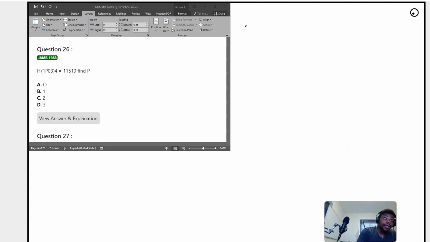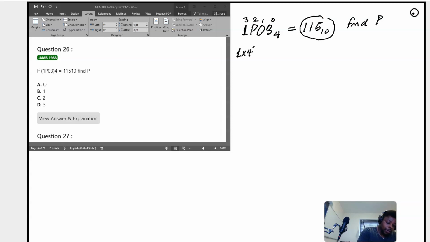Now let's take the next question. So this says, if 1p03 in base 4 is equal to 115 in base 10, I think that should be 115 in base 10, not 11510. This should be 8. So we are looking for p. So now let's convert this to base 10. That is 0, 1, 2, 3. So this is 1 times 4 raised by 3 plus p times 4 raised by 2 plus 0 times 4 raised by 1 plus 3 times 4 raised by 0. So this is already 115 in base 10.